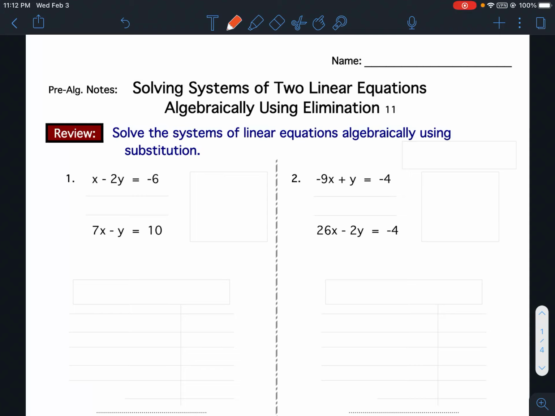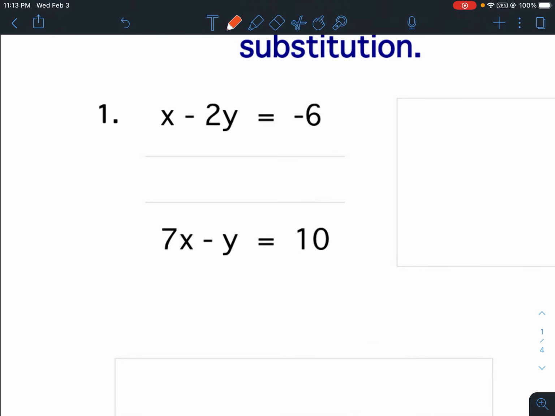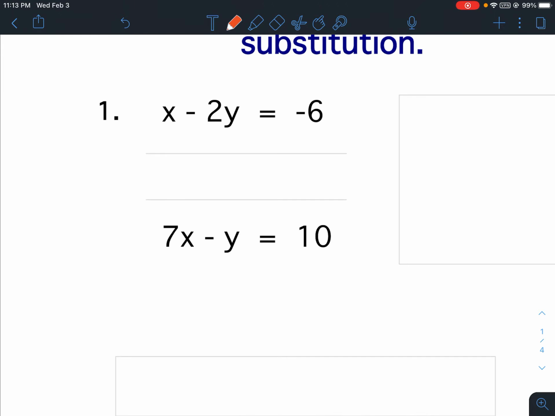Solving systems of equations using elimination, lesson 11, notes review. So again, this is the notes review. Question number 1. Which variable is the easiest to solve for?